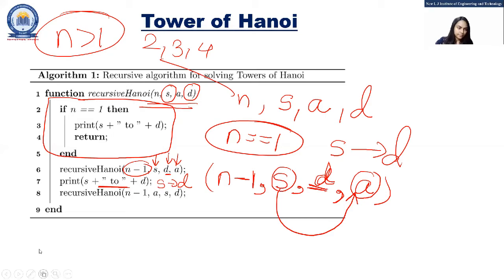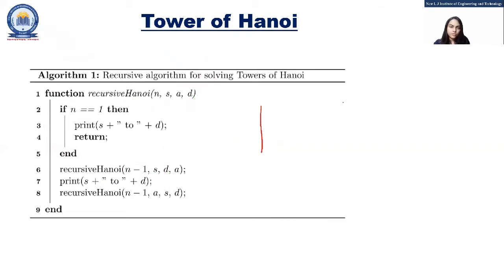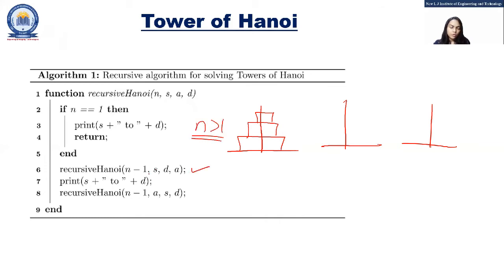Just a second. So after this situation, what will happen, students? Here, first of all, we have 3 rings. Now, n is greater than 1, so we will call this. So n minus 1 will be shifted from source to destination using the auxiliary array. Okay. So this is source, this is auxiliary, and this is destination.